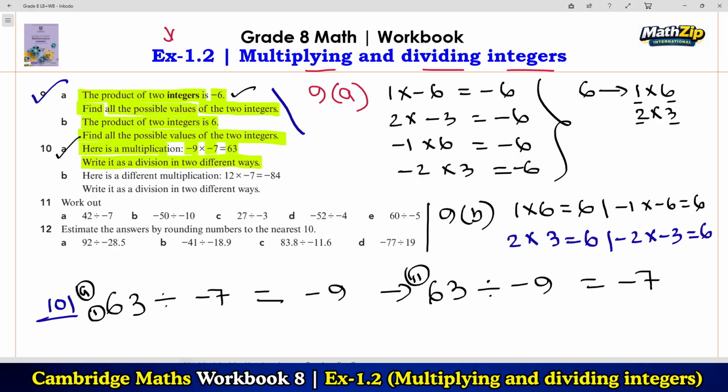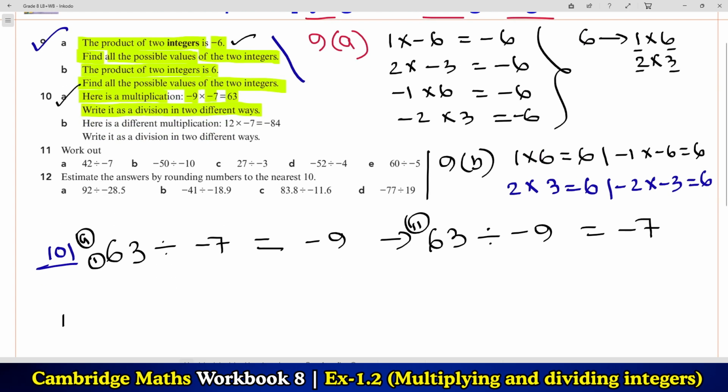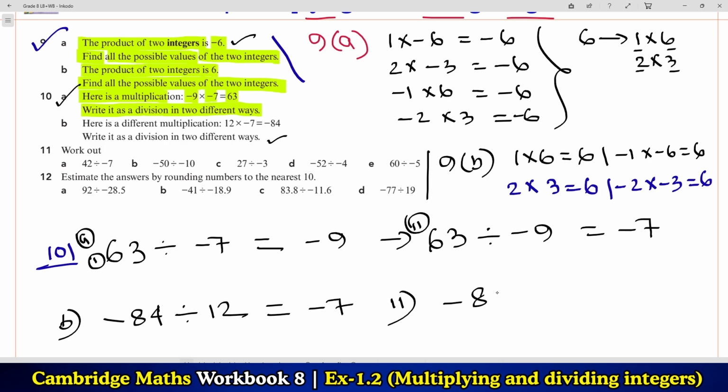Number 10a done. 10b. There is a different multiplication of 12 times -7 equals -84. Right, it has division in two different ways. It's the same thing. Suppose here is -84. If we divide by 12, we will get -7. And second way, -84, if we divide by -7, we will get 12. Right? It's a very simple thing. So numbers 9 and 10 are done.